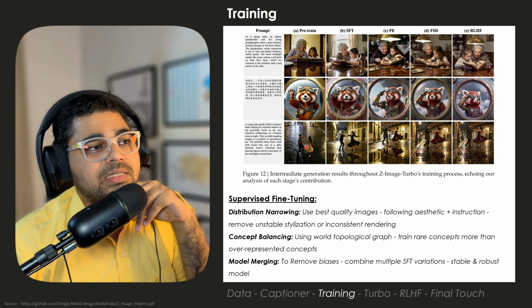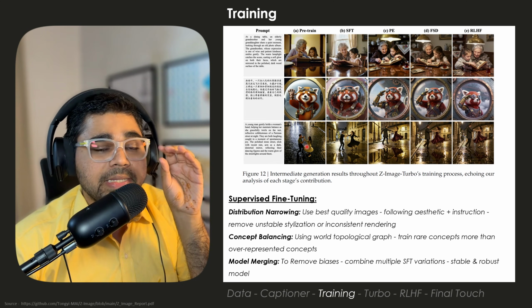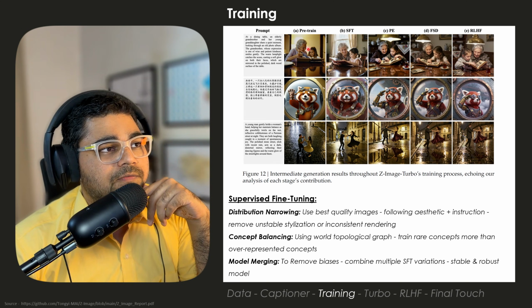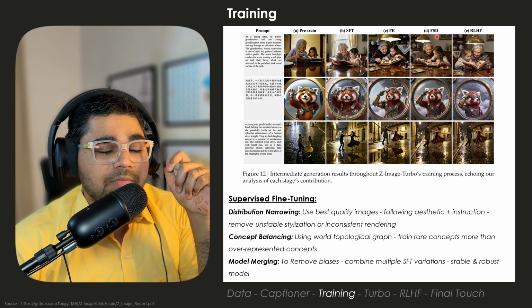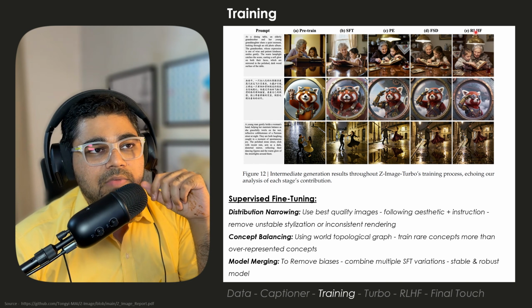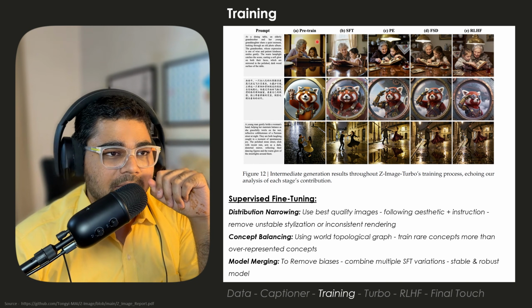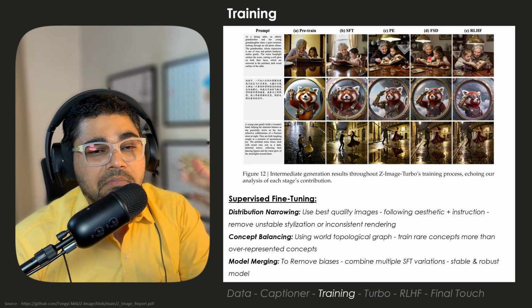Before this, let's see this diagram, which is really interesting. So this shows you the progress with each of the training processes. The first one is pre-training, then supervised fine-tuning, then we have the prompt enhancer, then we have the FSD, which is few step distillation or the turbo model, and then we have reinforcement learning through human feedback. So you see at each of these stages, the image starts getting better and better.